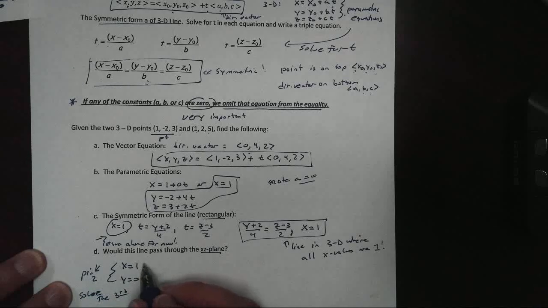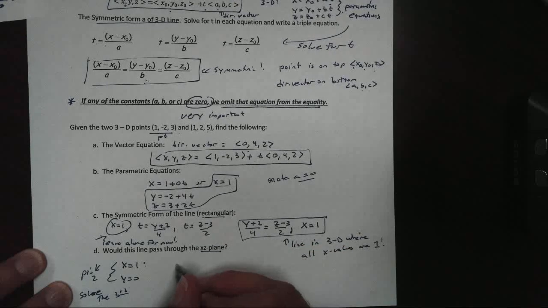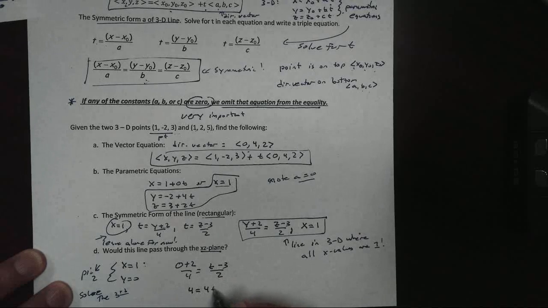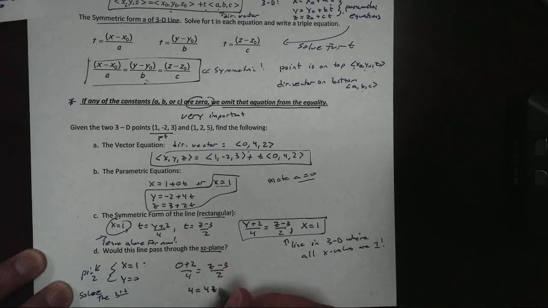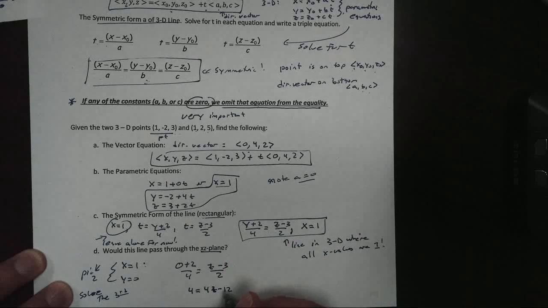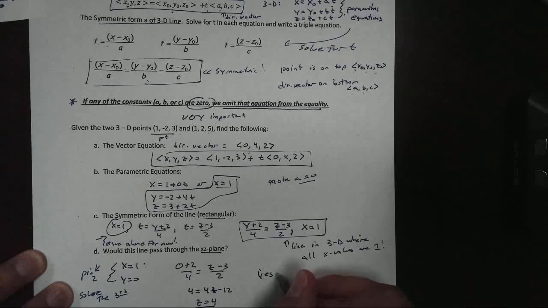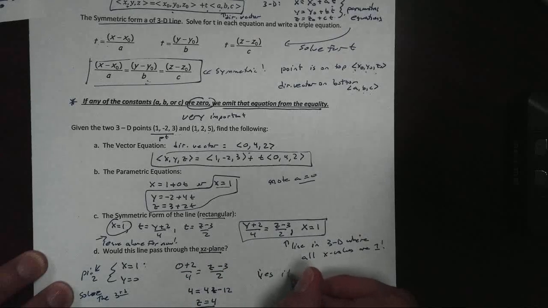So if I know x is 1 and y is 0, if I plug it into my equation, I can get 0 plus 2 over 4 equals z minus 3 over 2. And I can just cross multiply. That's going to become 4 equals 4z minus 12. And if you solve that, z equals 4. So yes, this will pass through the xz plane. It will pass at this point.